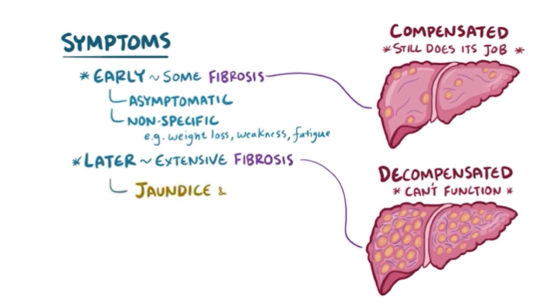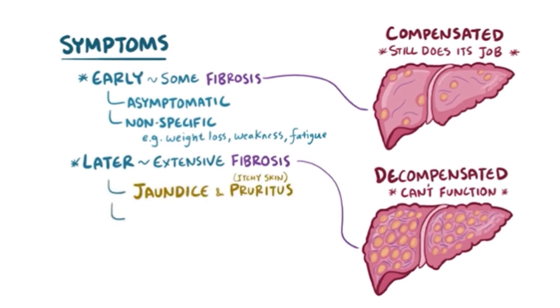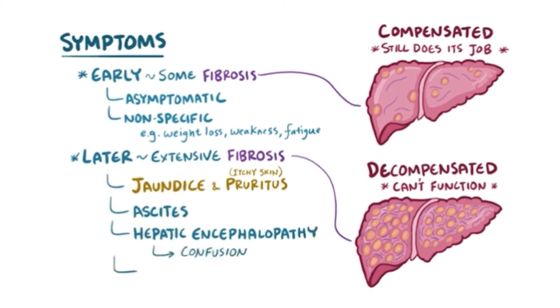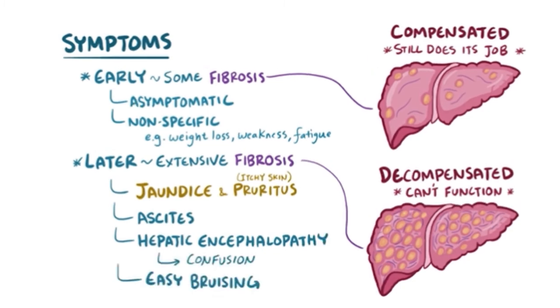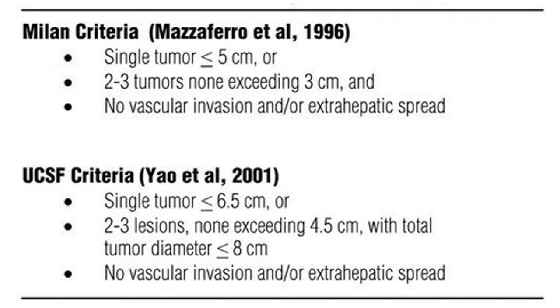So there is the appearance of jaundice and pruritus, of course. Then there is ascites and hepatic encephalopathy, which is characterized by confusion and easy bruising. So these are the different phases from normal liver to cirrhotic liver to end stage liver with hepatocellular carcinoma. Cirrhosis is a risk factor for the development of hepatocellular carcinoma, the most dreadful complication of liver cirrhosis.